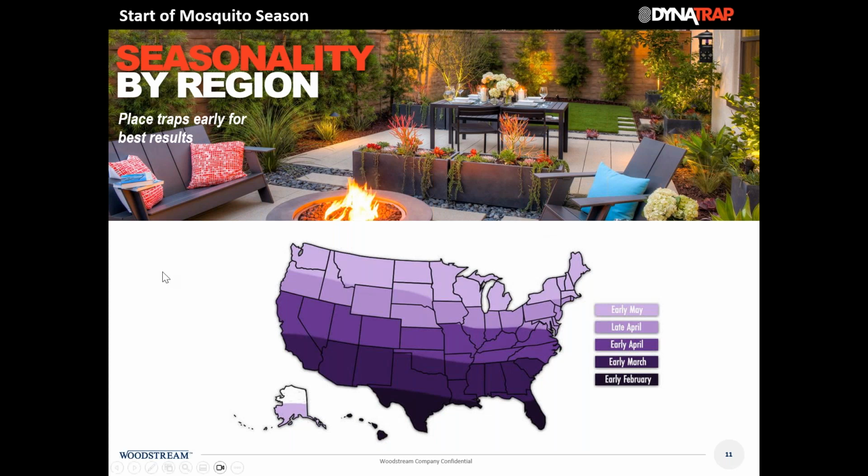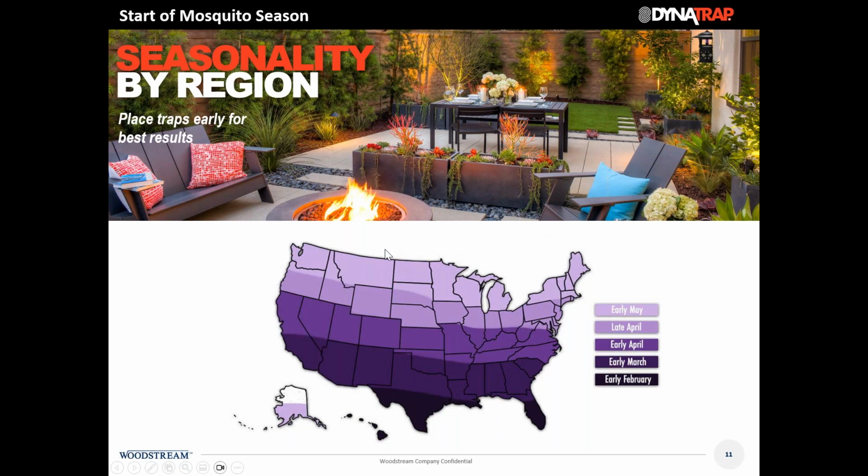The first thing I mentioned is getting it out early. Now, depending on what part of the country you're in, early means a different thing. But what I tell people is mosquito eggs can hatch at 50 degrees. If it's consistently above 50 degrees, mosquitoes are going to survive. Most people think it needs to be a lot warmer than that for mosquitoes to be around, but it does not.